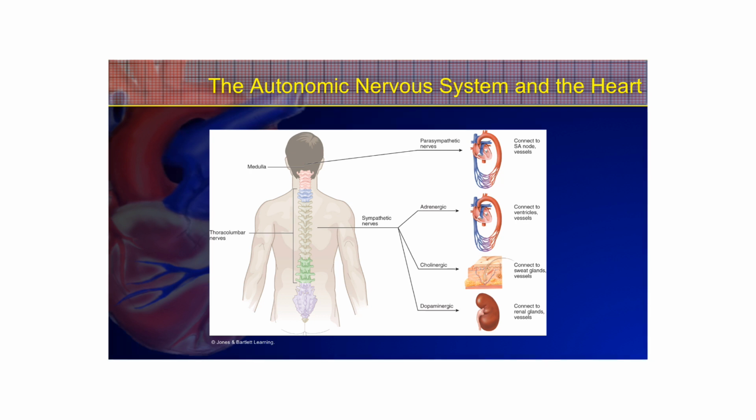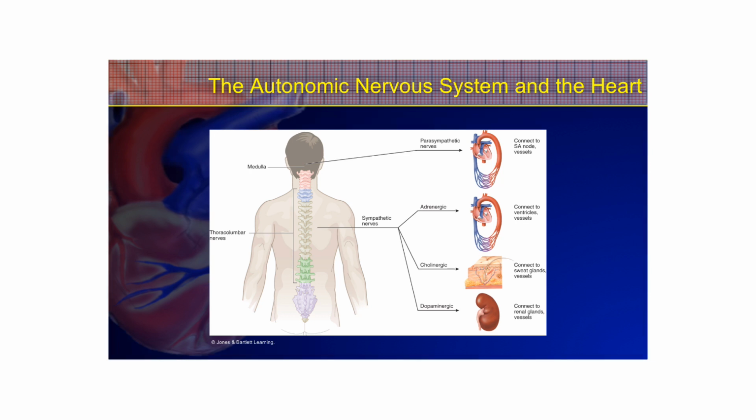So this image kind of explains where the nerves of the autonomic nervous system will innervate. And you can see from the medulla, you have your parasympathetic nerves, mostly known as the vagus nerve, right? So your vagus nerve, super important. It connects mostly to the SA node, and it does innervate the ventricles, but to a way lesser degree.